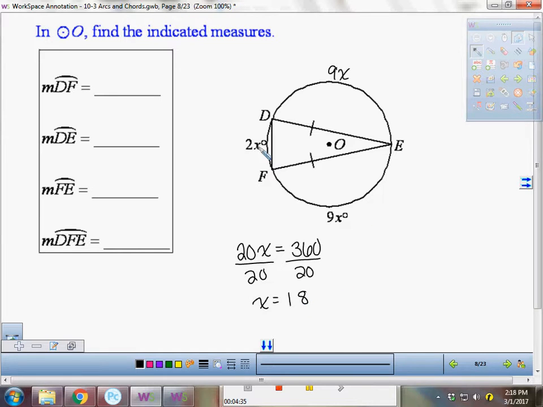And then I can plug in for x to see what each of these arcs are worth. So 9 times 18 would give us 162. All right.